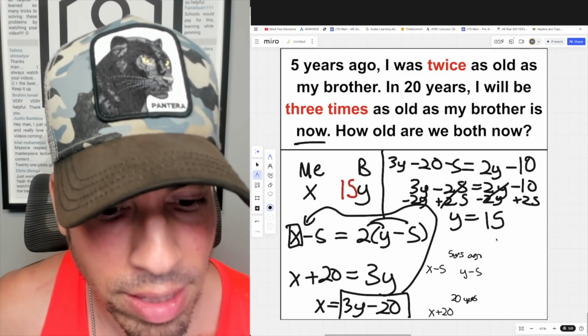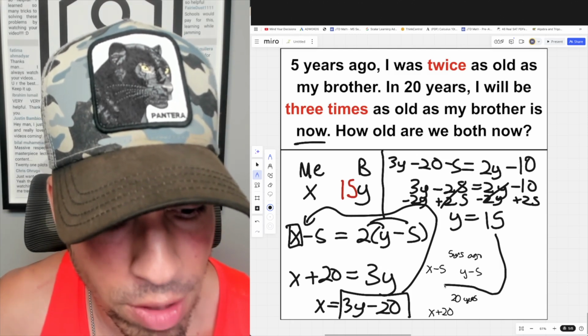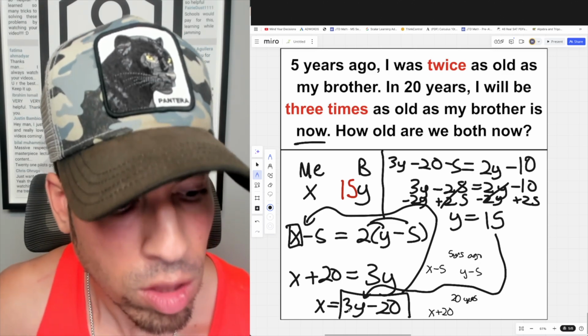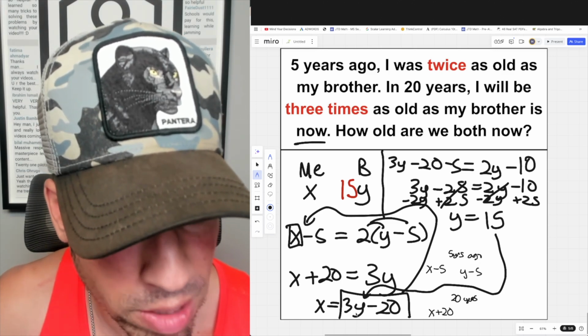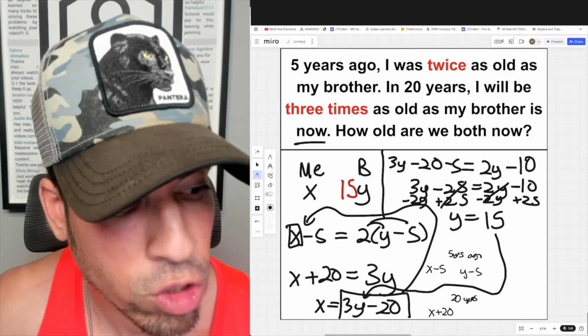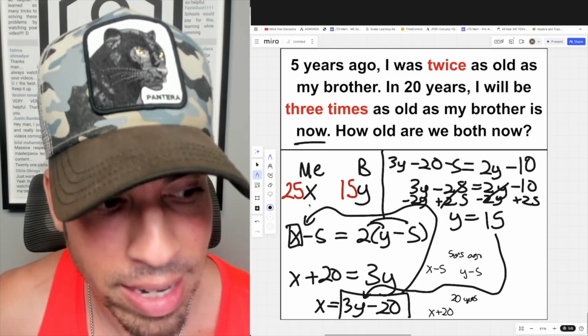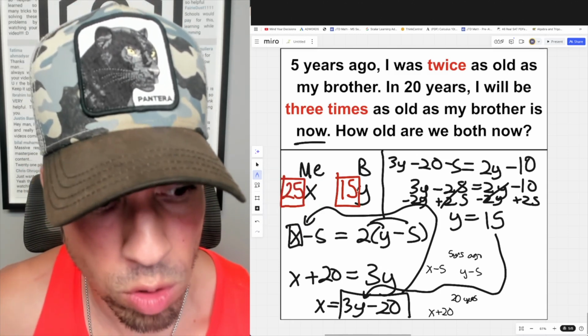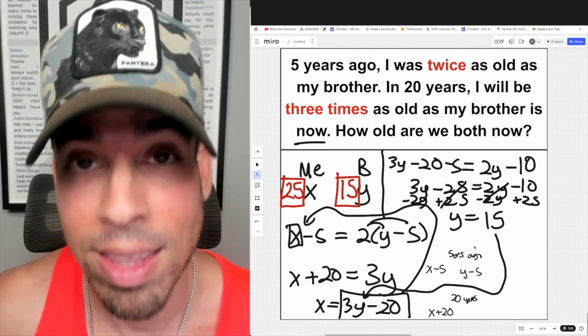Now to solve for X, I can take this 15 and plug it into either equation, but I'm going to plug it in over here because the X is already isolated, so that's nice and easy. 3 times 15 is 45 minus 20 is 25, which means the answer is the main character in the prompt, me, is 25 years old. The brother is 15 years old. That's how you do it.